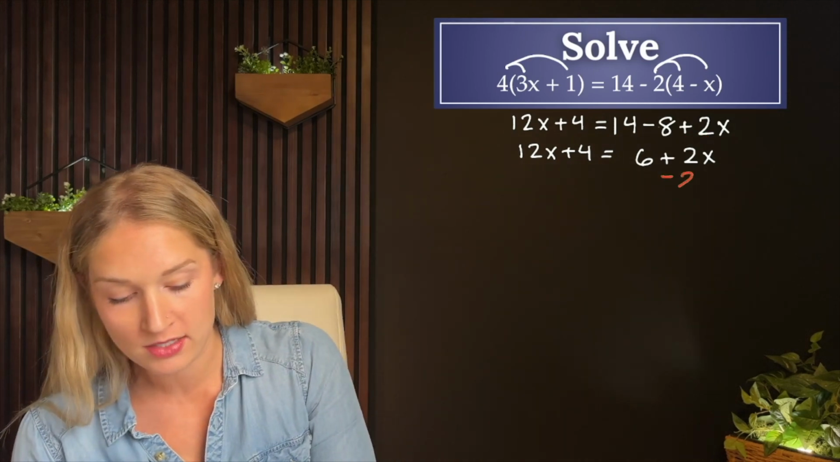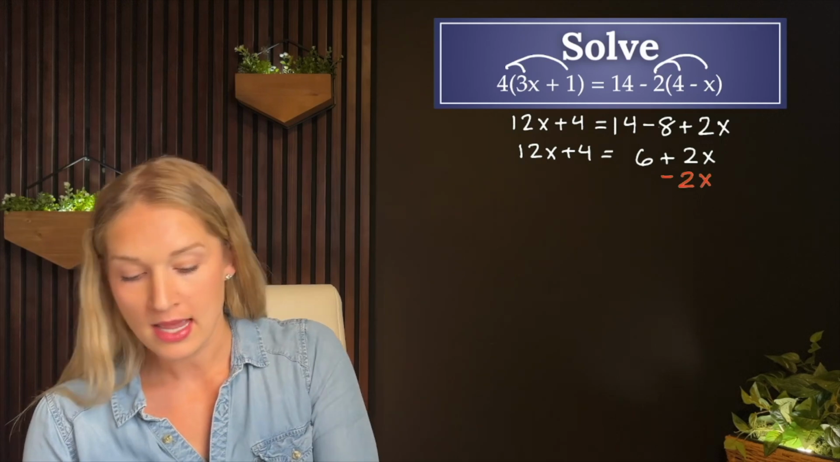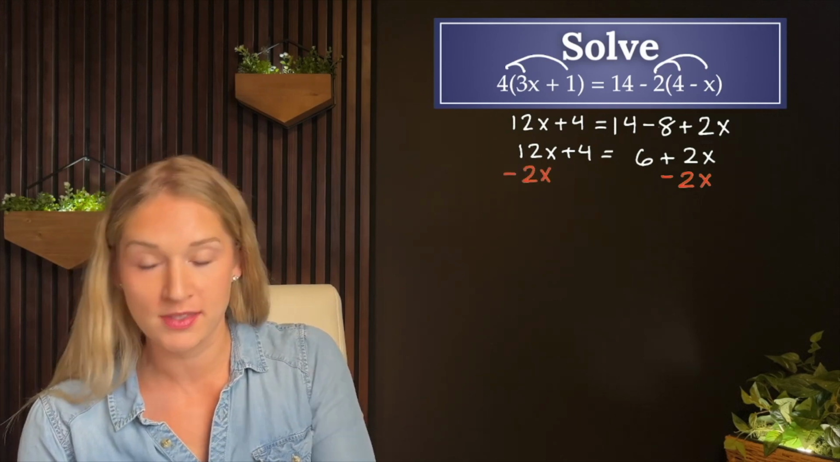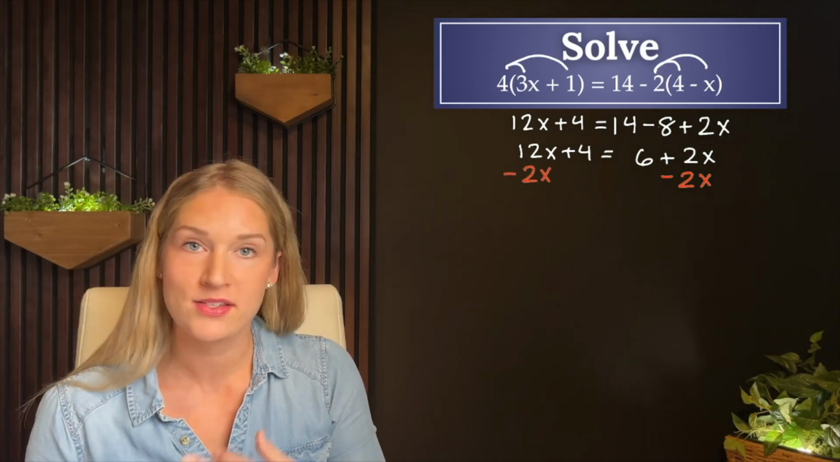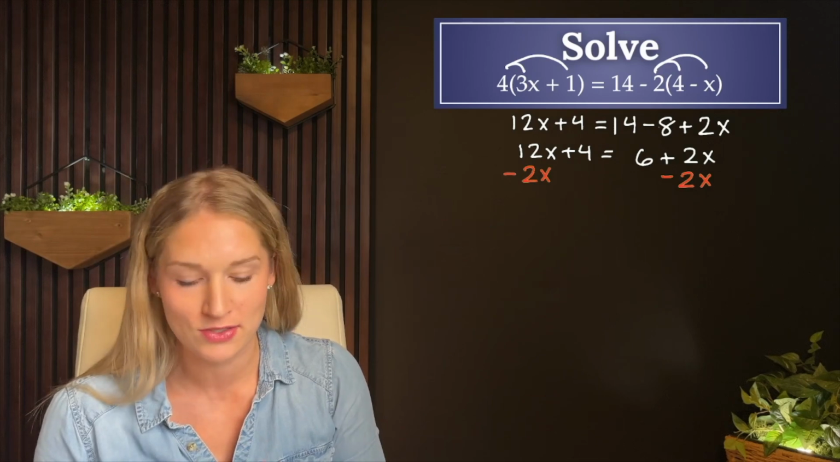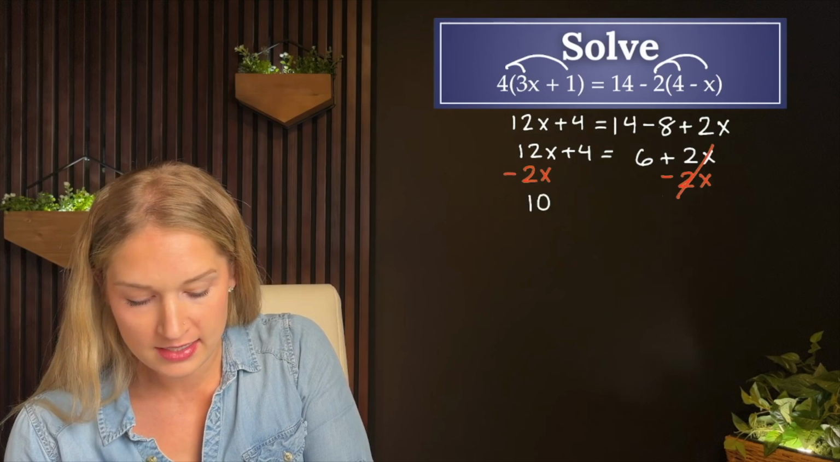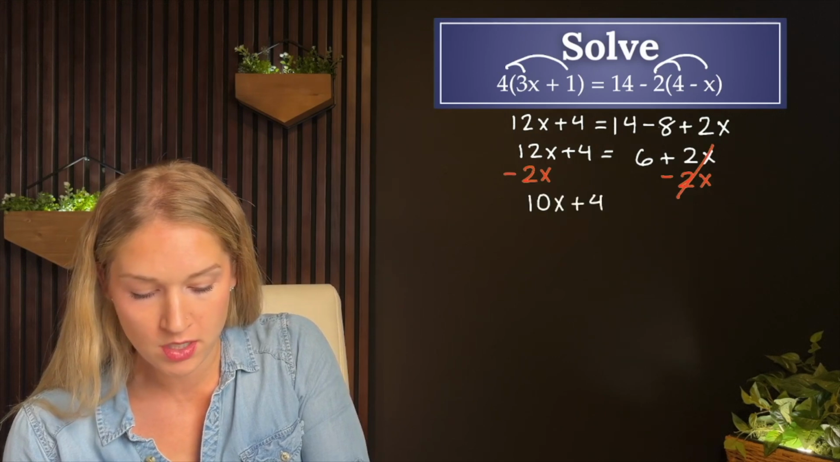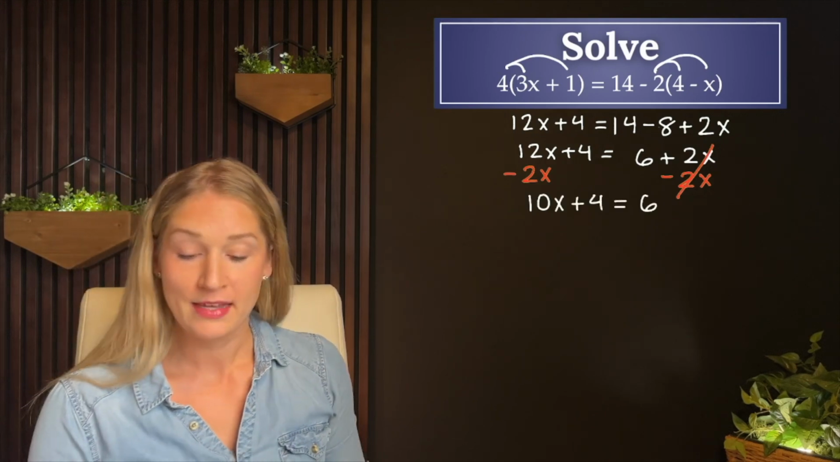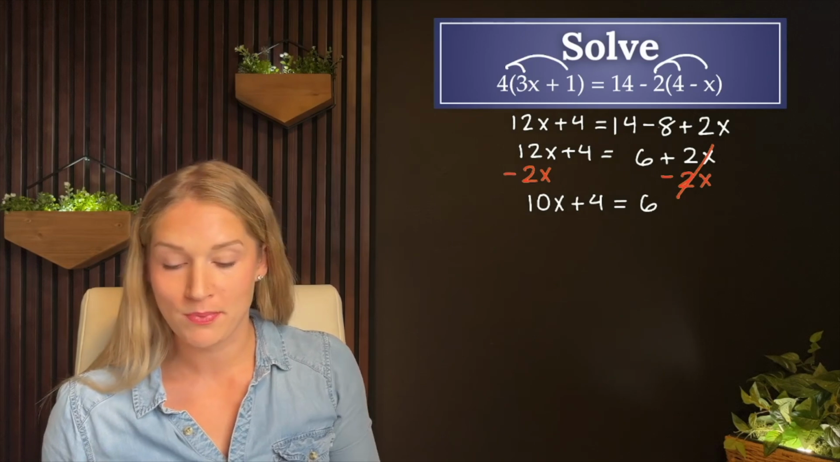So I subtract the 2x from the right, and I subtract the 2x from the left, and I put it under the 12x so that I can just easily combine those like terms. So on the right, they go away, and I've got 10x plus 4 equals 6. Now we've got a pretty basic two-step equation.